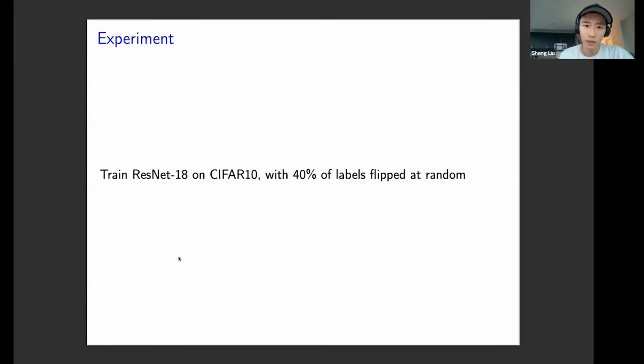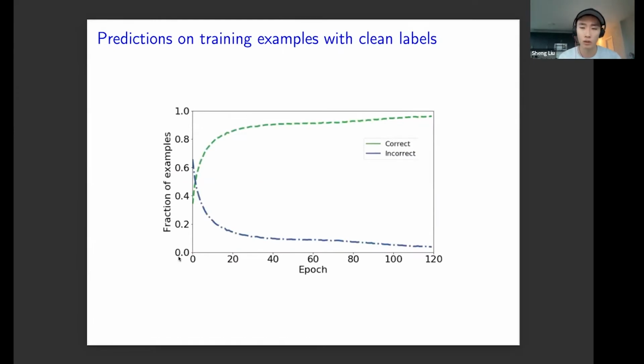What we want to see is what the model's prediction is going to be. Let's recall that for a noisily labeled data set, we have 2 parts of examples. One group is the examples that are correctly labeled, and another group contains examples that are wrongly labeled. Let's first focus on the examples with clean labels. In this figure, the x-axis is the epoch of training, basically the iteration of training. From left to right, we're training the model longer and longer. And the y-axis shows the fraction of examples.